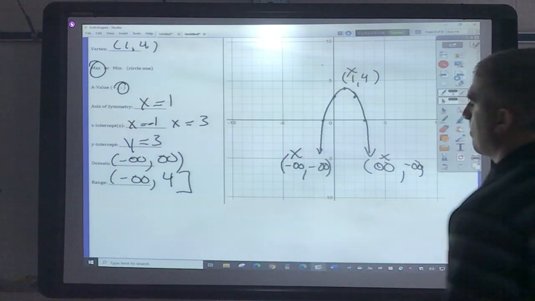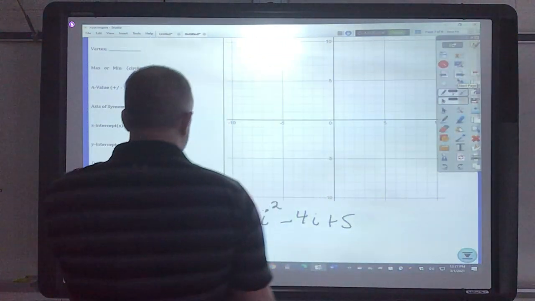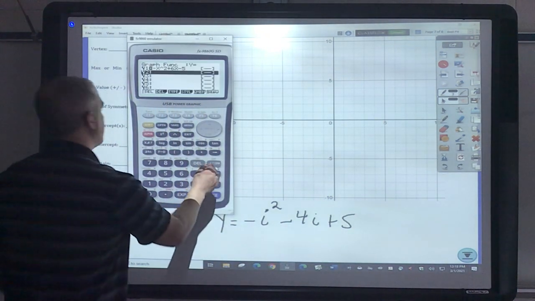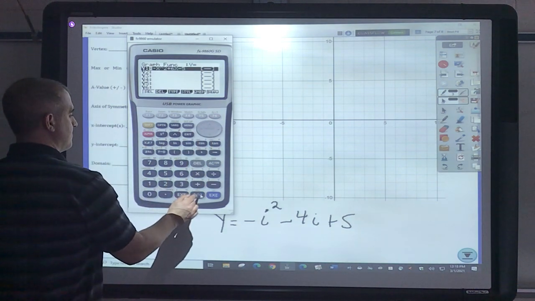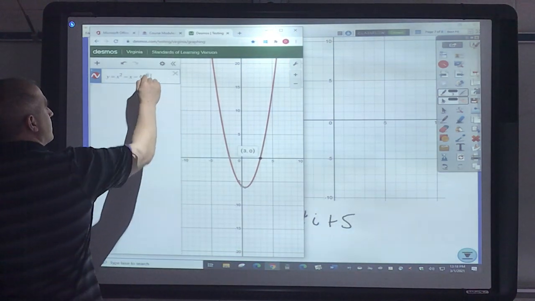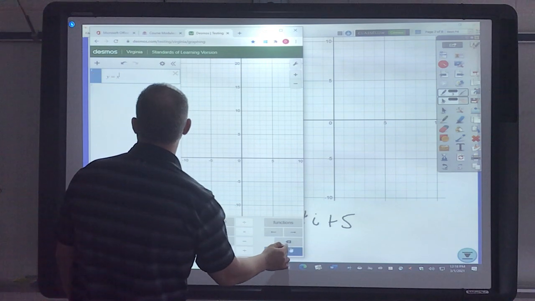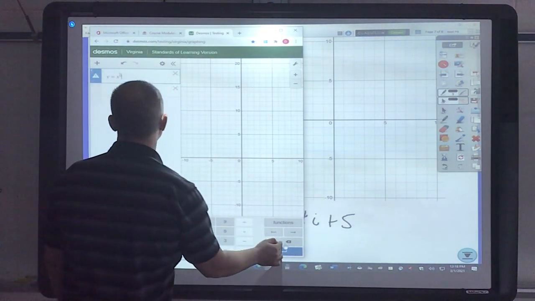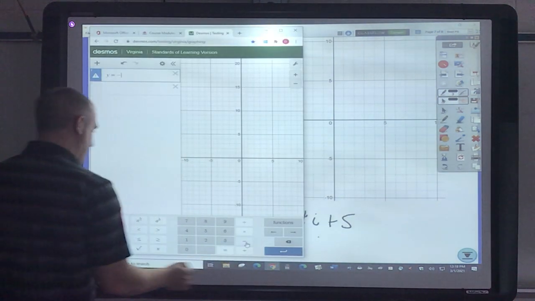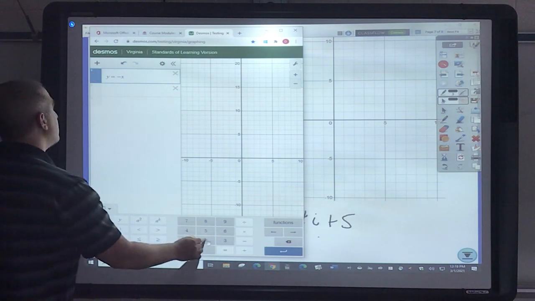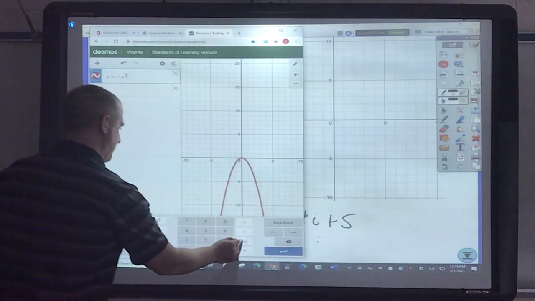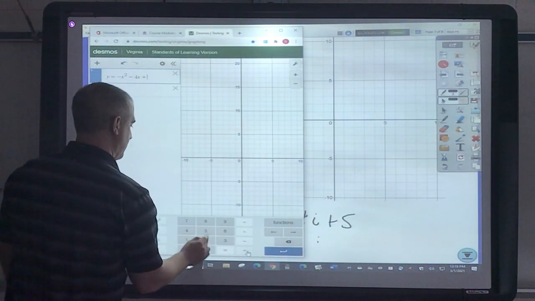Okay, all right. So let's go ahead and do this one. Now, I don't have the graph, I have to make it. I'll make one with Desmos and one with Casio. Let's do this one with Desmos. This is negative, I'm gonna use x squared. So negative x exponent 2, minus 4x plus 5.